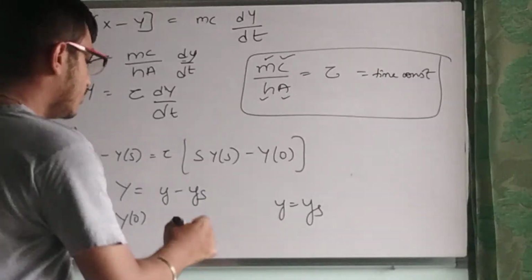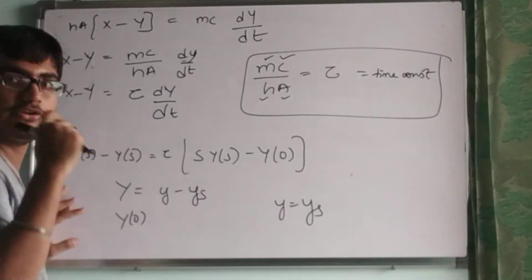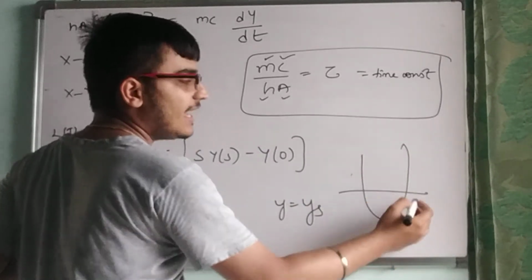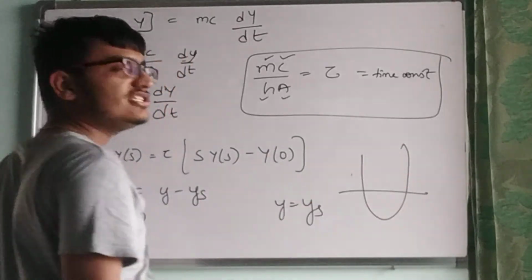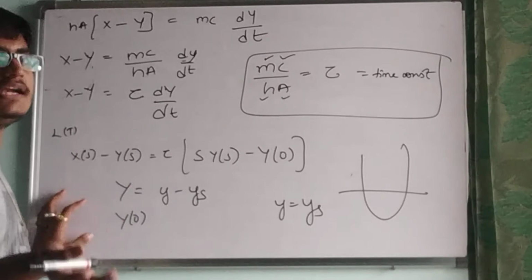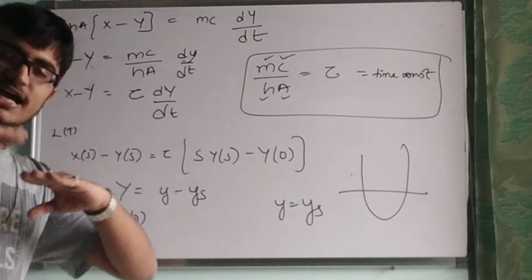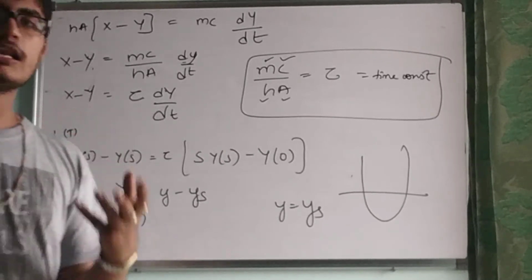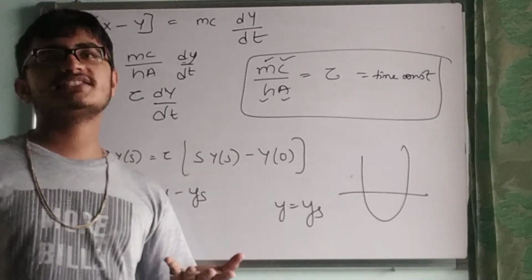Right? So at the initial condition, your Y value and YS value will be the same, because your starting point is the same at steady state. At initial time, your starting temperature as well as the steady state temperature is the same, because your calculations begin when the system is becoming steady, right?